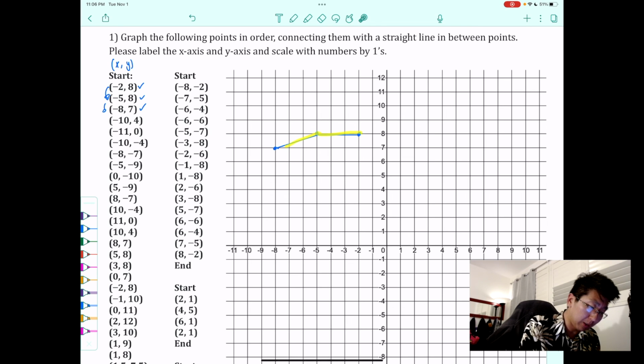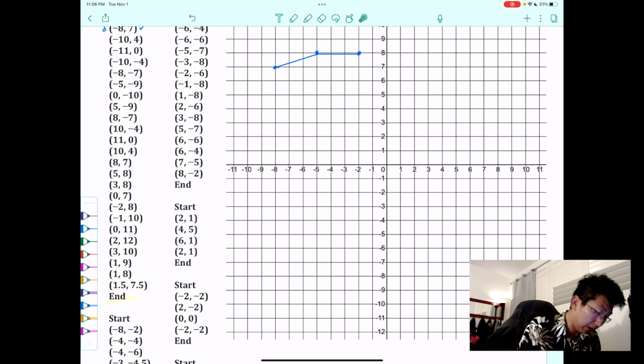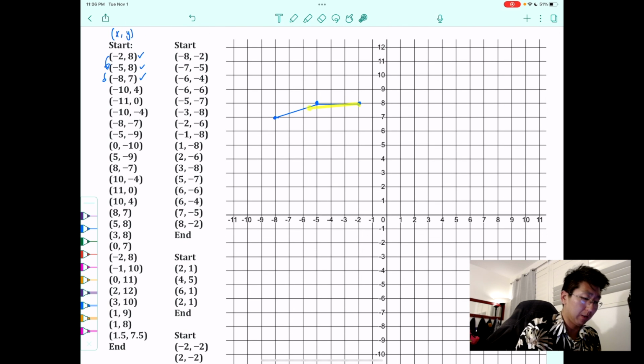And so you got to make sure that you go from this point to that point to that point to that point, and then stop here. So it should be one long line.